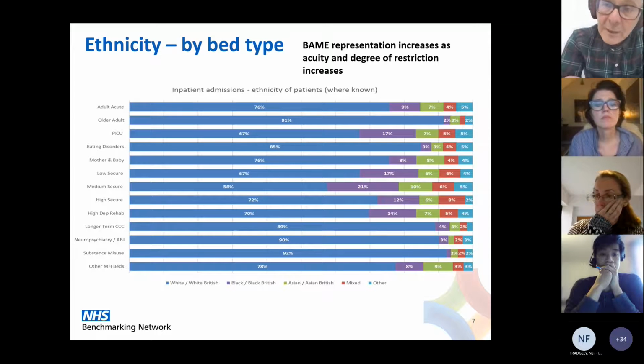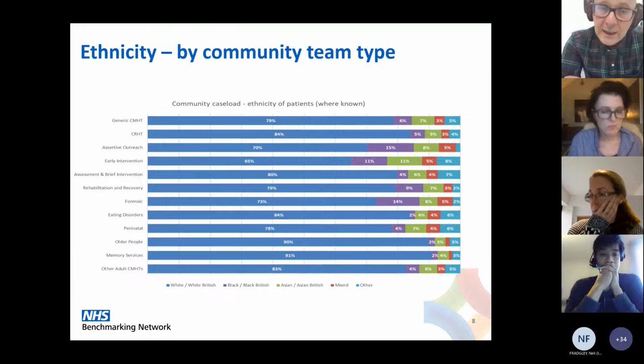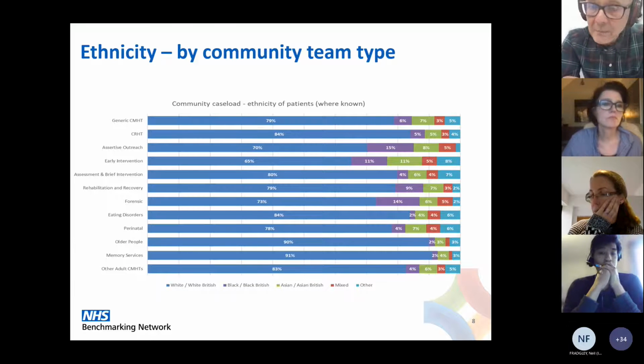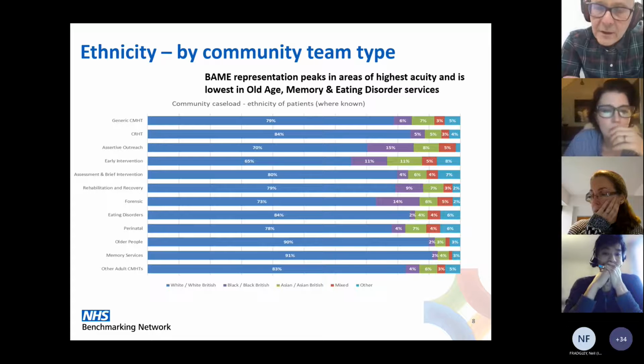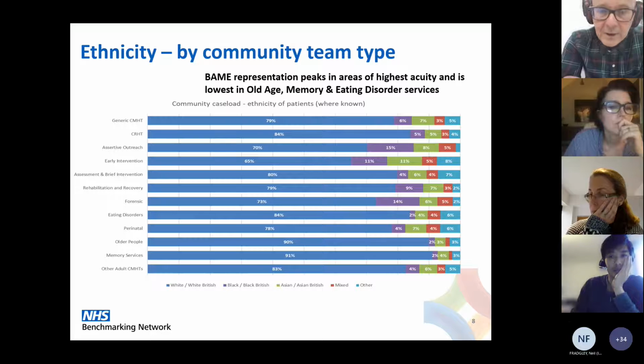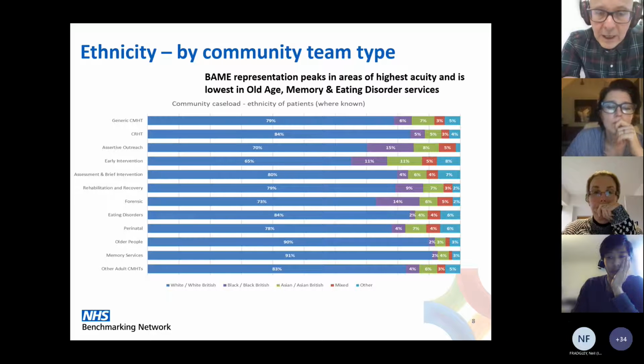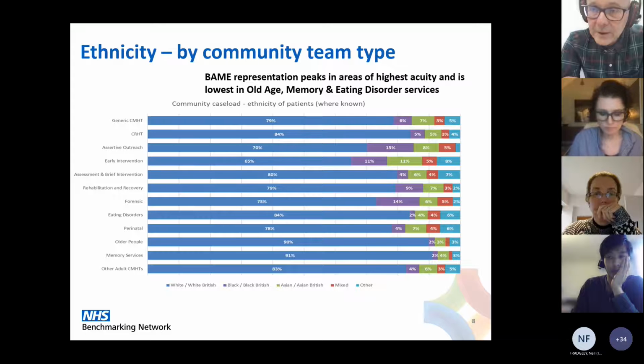If we quickly go to the CMHT stuff on the next page, and again, this is NHS wide. There isn't anything which we could really define as an acute CMHT, but there are proxies for that. So, for example, EIP services, maybe assertive outreach, forensic and rehab again. And again, you'll see the same story playing out there. But then there are some areas where we've perhaps got underrepresentation of BAME groups as well within services.